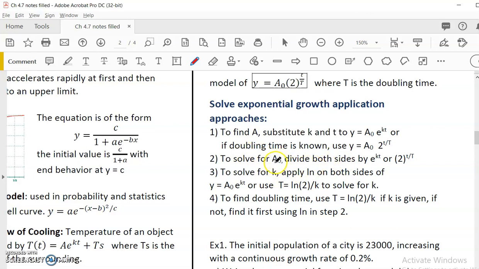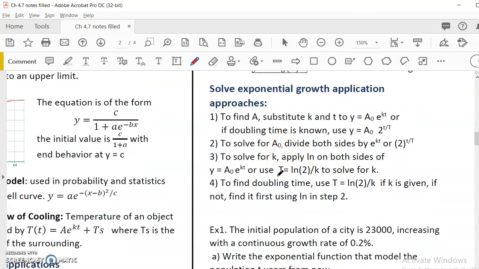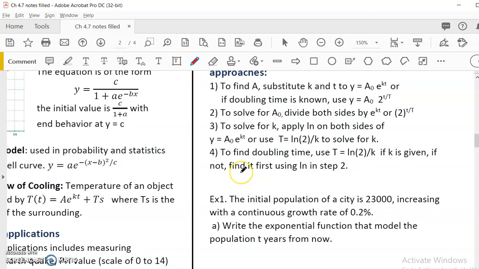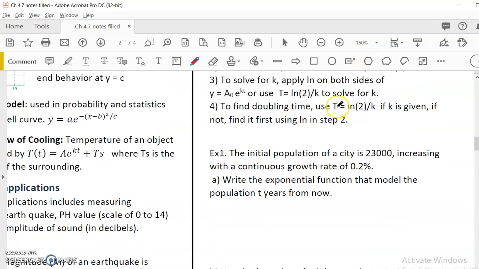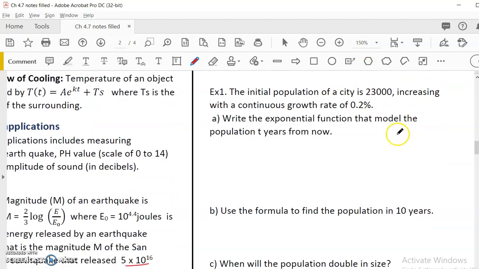You would solve for a0, make a system of equations, solve for a0, and then substitute into the other equation to solve for k. Again, doubling time is t equal to ln 2 over k. K is also ln 2 over doubling time. Okay, so this is the general approach to solving an exponential equation, exponential application.